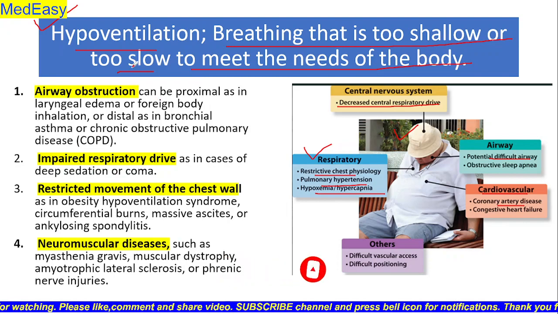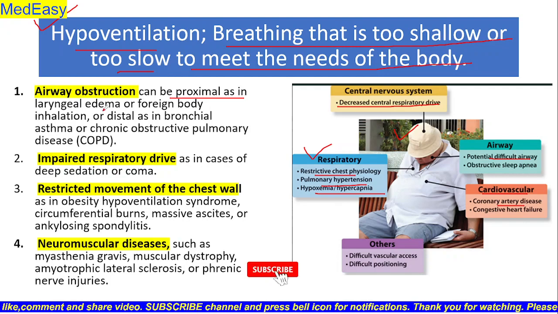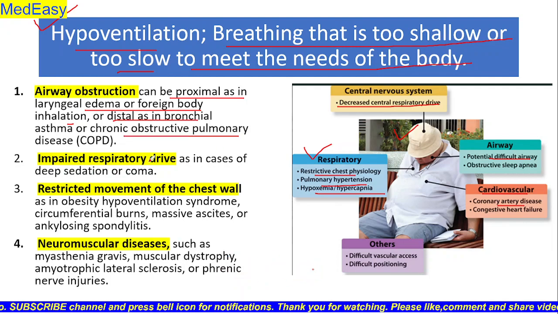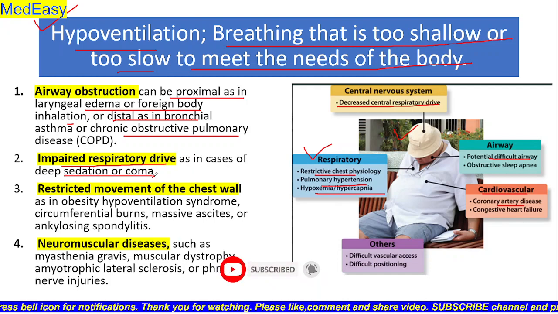In hypoventilation, this can be due to airway obstruction, which can be proximal, as in laryngeal edema or foreign body inhalation, or distal, as in bronchial asthma or COPD. There may be impaired respiratory drive, as in deep sedation or coma. For example, if somebody is sleeping, he sometimes takes very small and shallow breaths. That is because the CNS is depressed or sleeping in that situation, so there is an impaired respiratory drive.